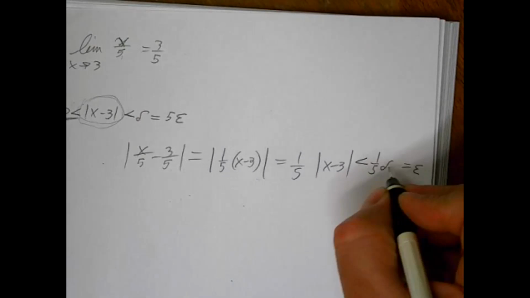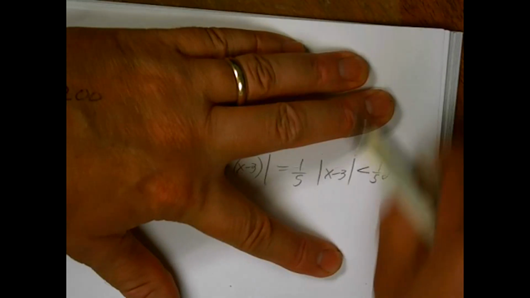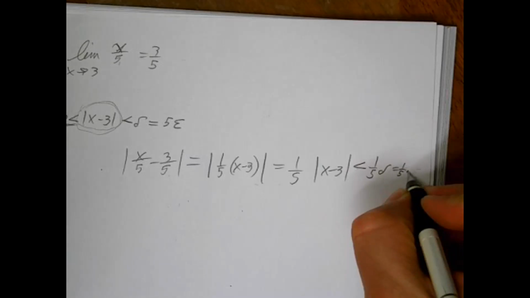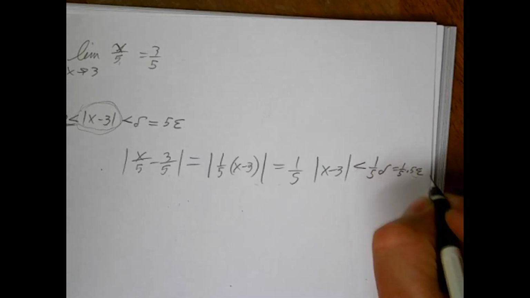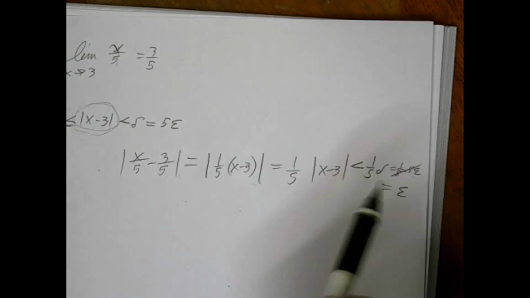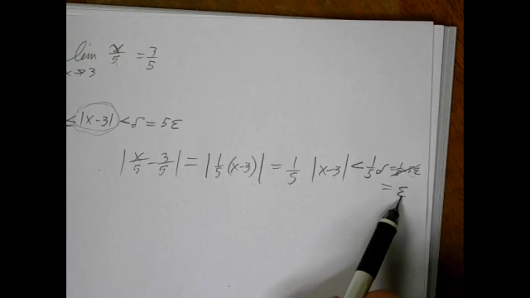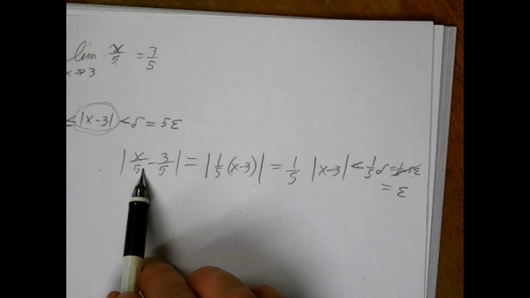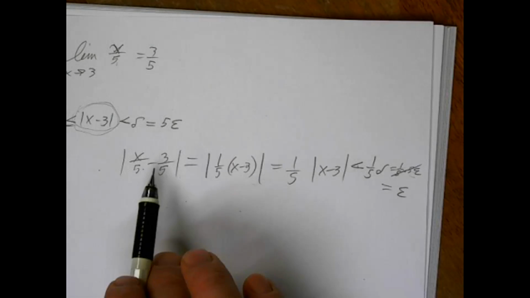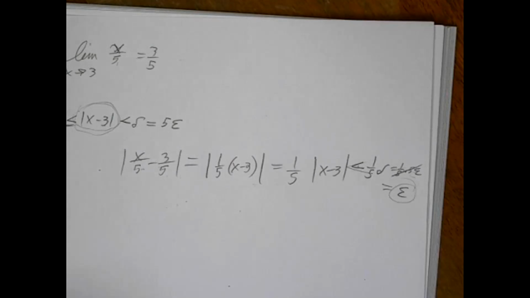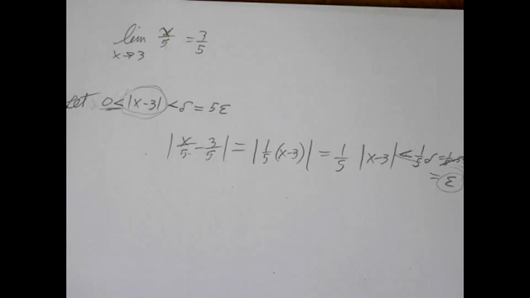And therefore, this equals 1/5 times 5 epsilon. The 1/5s cancel, and that equals epsilon. So if you read this statement backwards, we've got that epsilon is greater than the distance between the function and the limit value, or if you read it from left to right, the distance between the function and the limit value is less than something that turns out to be epsilon. Therefore, we've proven that the limit is exactly as claimed.